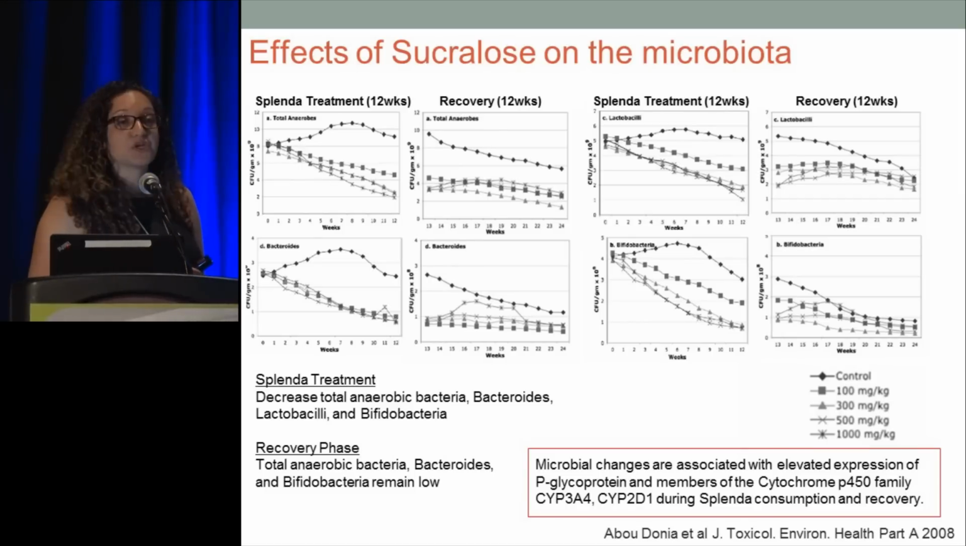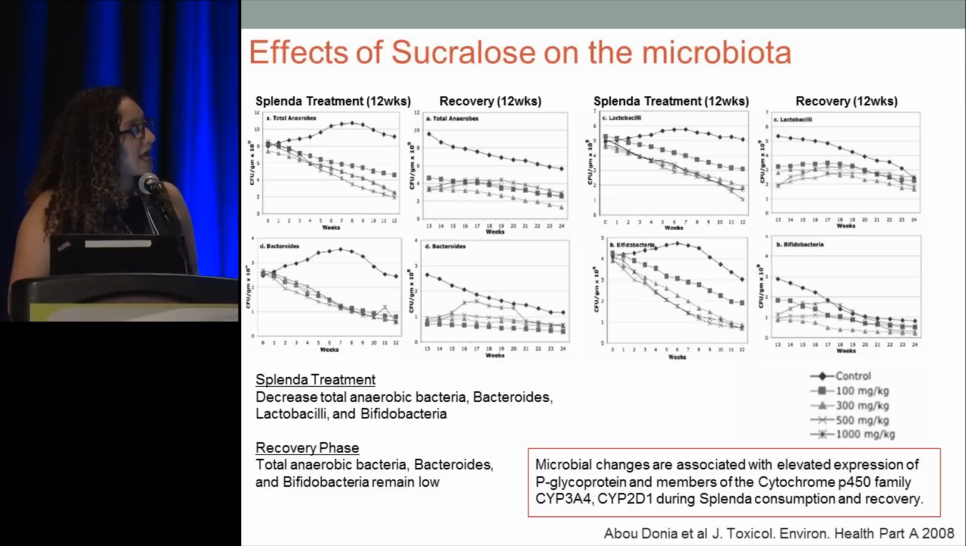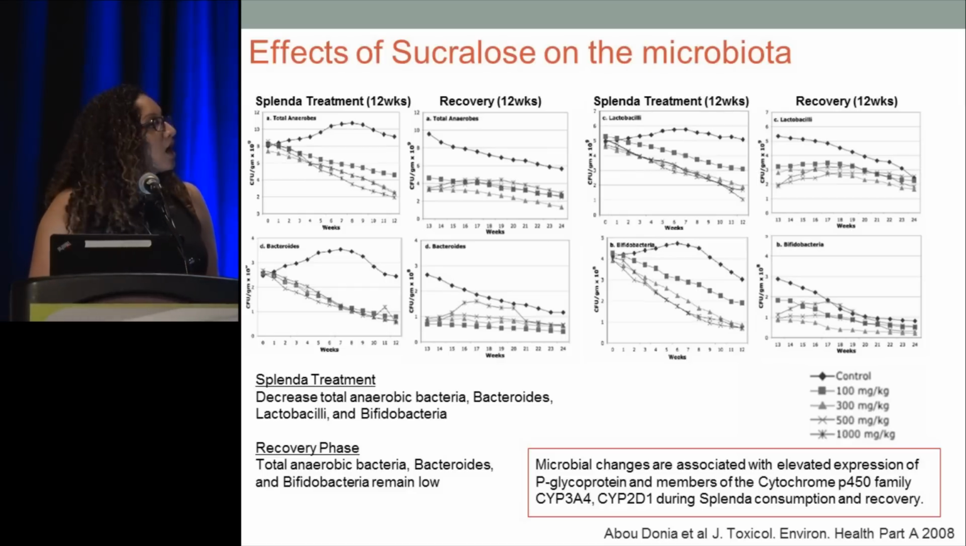Next, Abudonia and colleagues asked the question, what was the effect of sucralose or Splenda on the intestinal microbiota, and what are the downstream effects on physiology? And to answer this question, this group also used Sprague-Dawley rats, and they gave a Splenda treatment at 100 milligrams per kilogram, 300 milligrams per kilogram, 500 milligrams per kilogram, or 1,000 milligrams per kilogram.